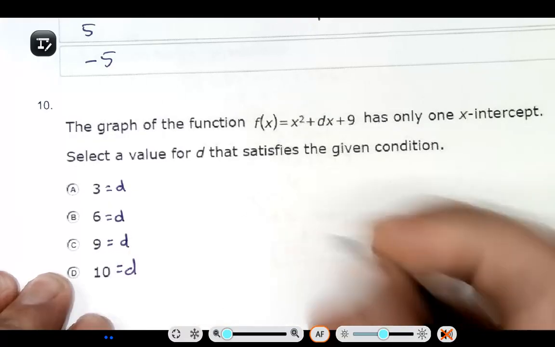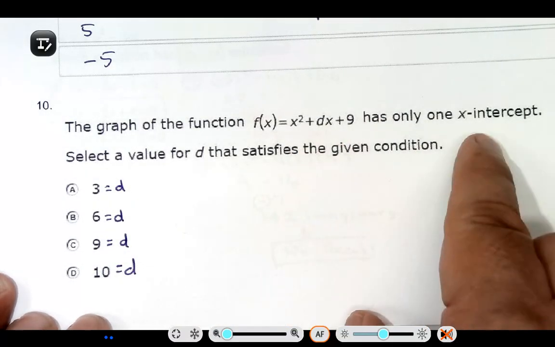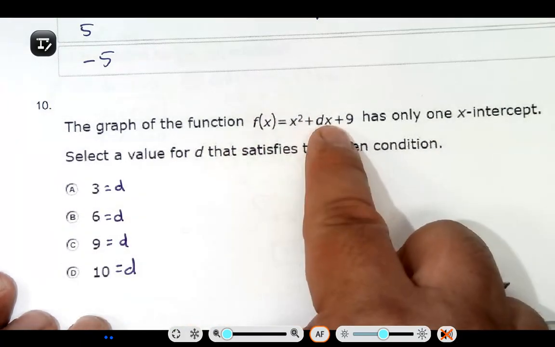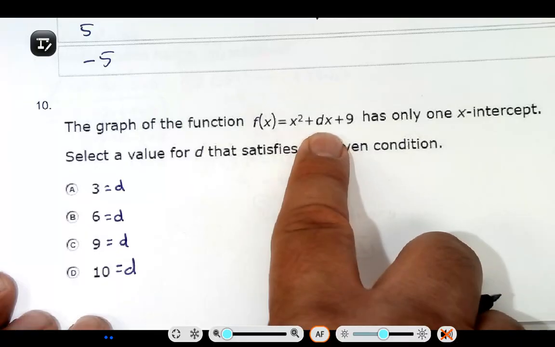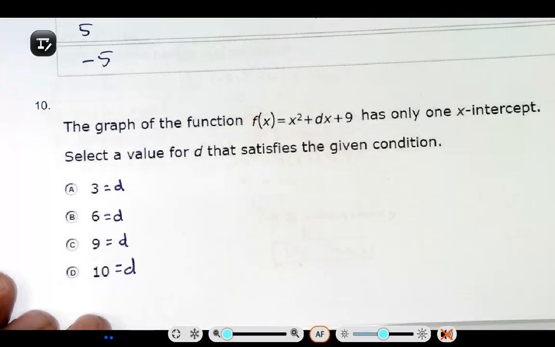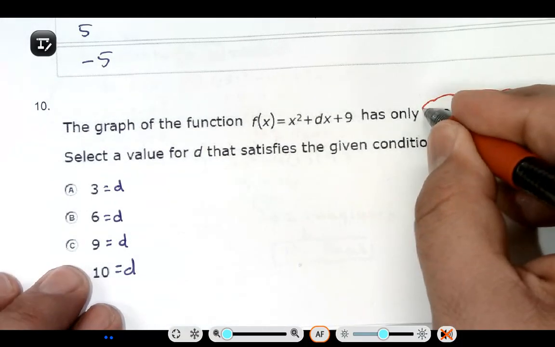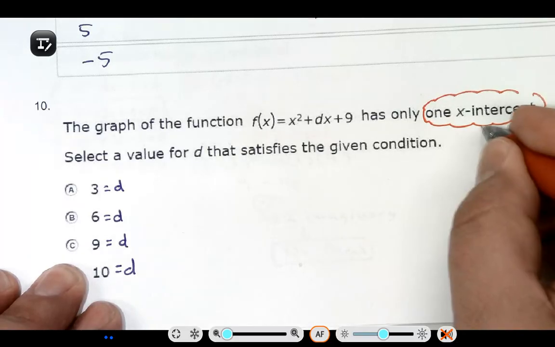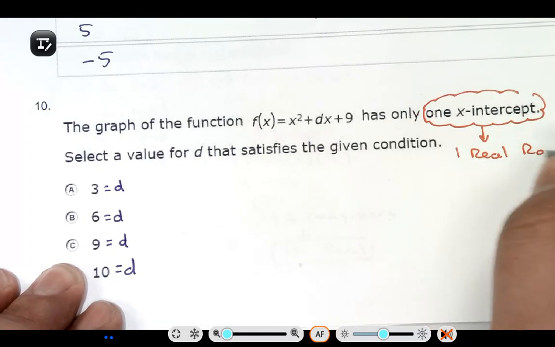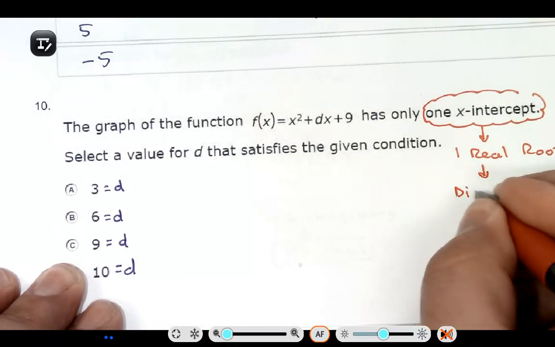They just want to know, what number do I put in there so that my graph has only one x-intercept? So I've seen people plug in numbers, plug in the 6 or the 9 and the 10, but remember, you can't do much with it unless you're going to factor or use the quadratic formula. That's too much work. Look, one x-intercept. Another way of saying that is one real root. And if it says one real root, this is discriminant talk.